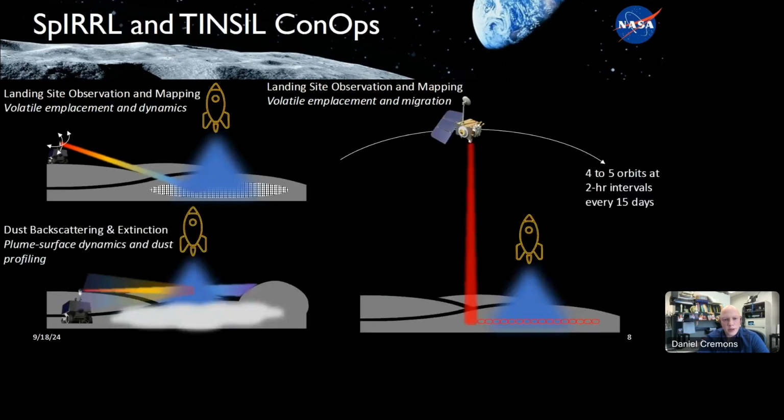All right, these are just a couple CONOPS we're looking at, either looking at the area below the plume, doing backscatter measurements with Tinsel, or looking at the surface around the landing site with an orbital LiDAR like Spiral. Next slide, please.